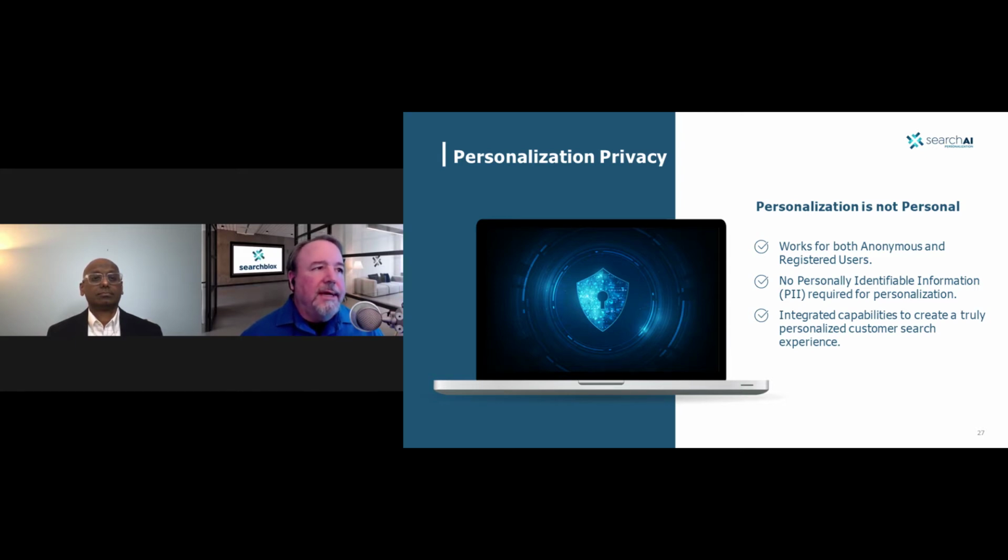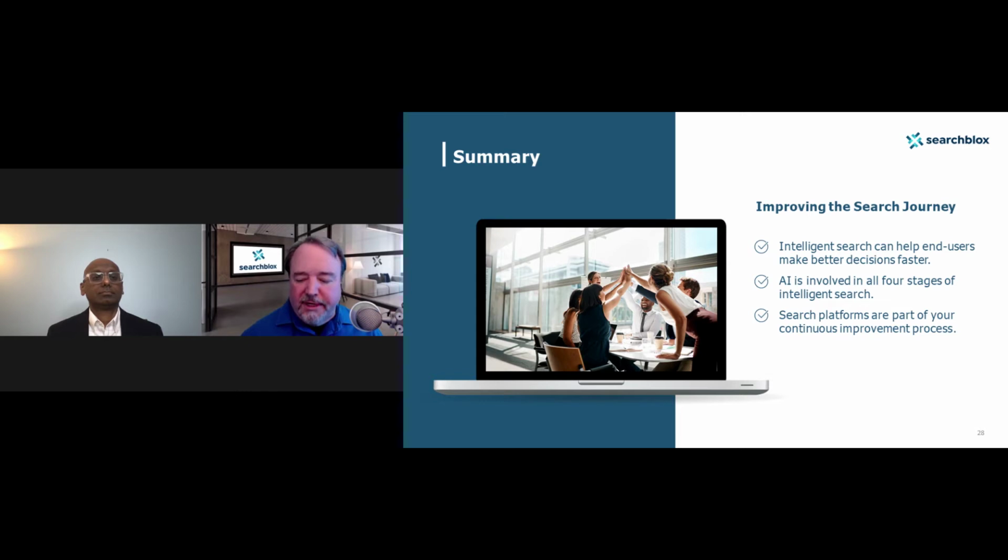So with that, basically a quick summary of what I've hit so far. It's really about what we call improving the search journey. Intelligent search can help end users make better decisions faster. AI is involved in all 4 stages of intelligent search, and search platforms are part of your continuous improvement process.